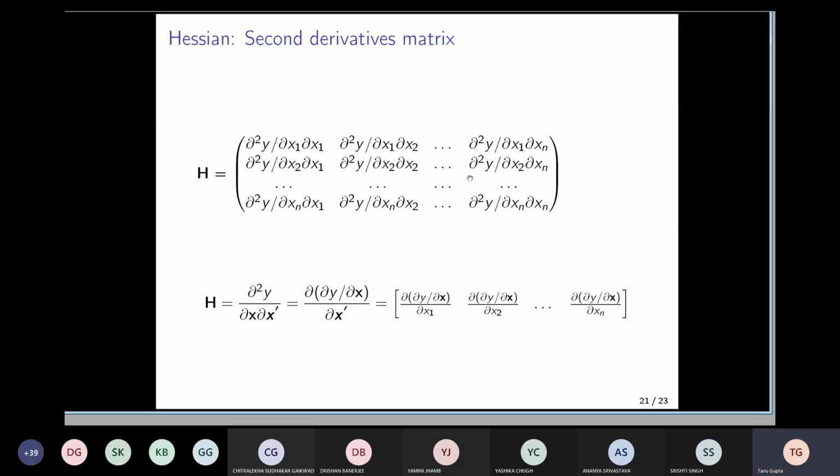Okay. So what is this first column? What is this first column telling you? This first column is nothing but the derivative of this vector del y by del x with respect to x1. Correct?